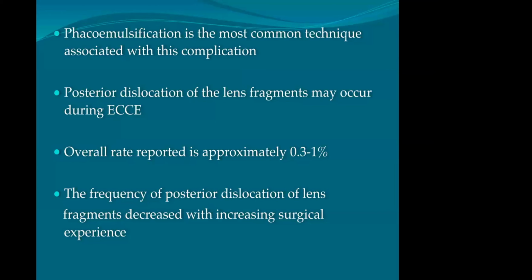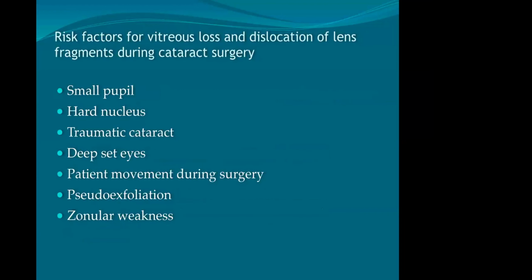Of course, this still happens with less experienced surgeons. The risk factors are there. If the pupil is small, you will struggle and sometimes rupture the capsule. Or the nucleus is very hard, so with a hard nucleus, the last few fragments might go into the vitreous if you don't manage it properly. Then traumatic cataracts, they can already have some sort of damage in the posterior capsule.